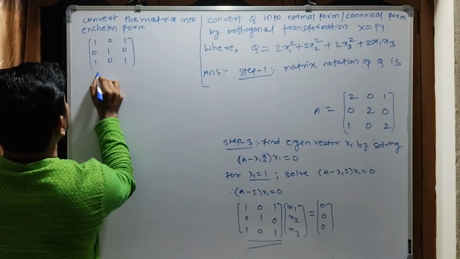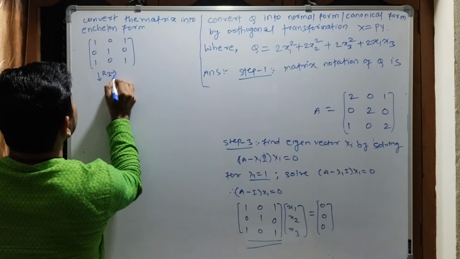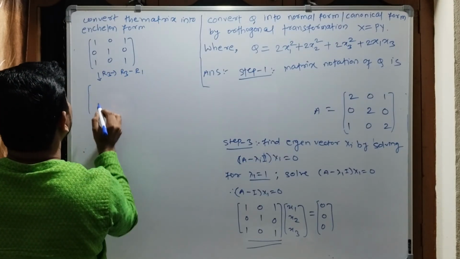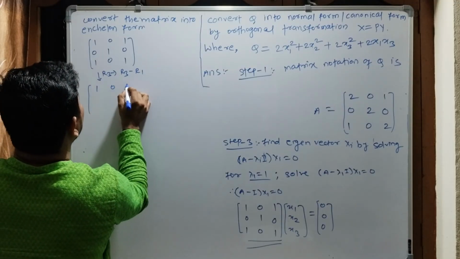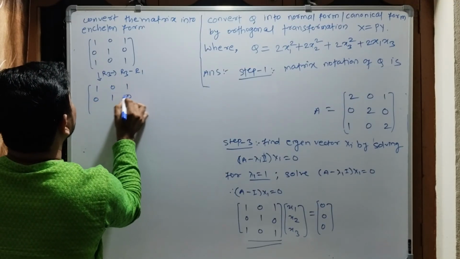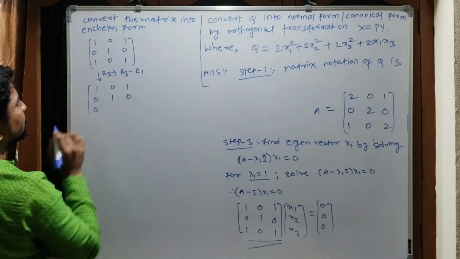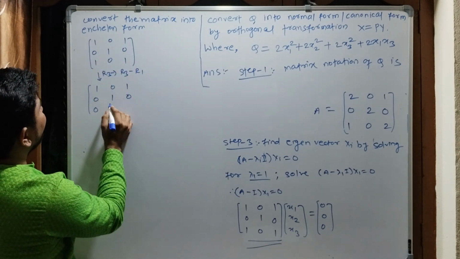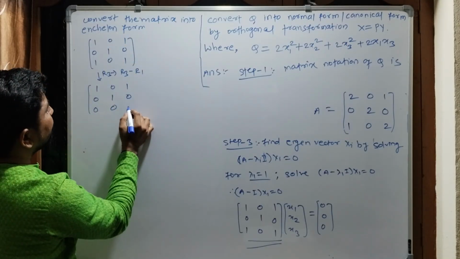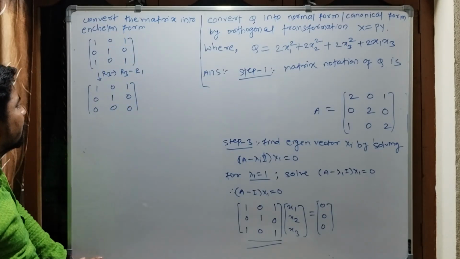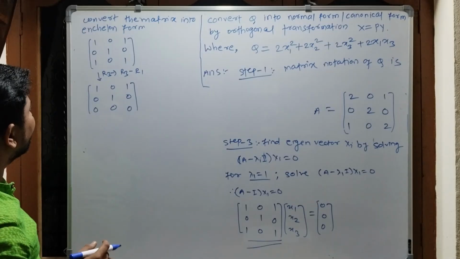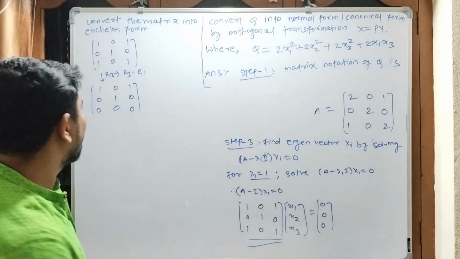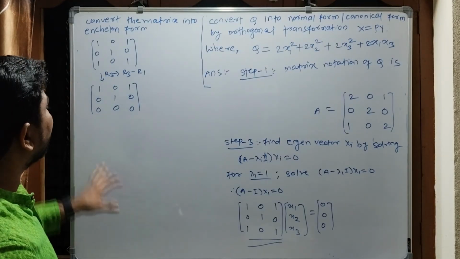So here I will apply the operation R3 changes to R3 minus R1. After that, I get 1, 0, 1. The second row is 0, 1, 0. Here 1 minus 1 is 0, 0 minus 0 is 0, and 1 minus 1 is 0. Now this is the echelon form of my matrix A.